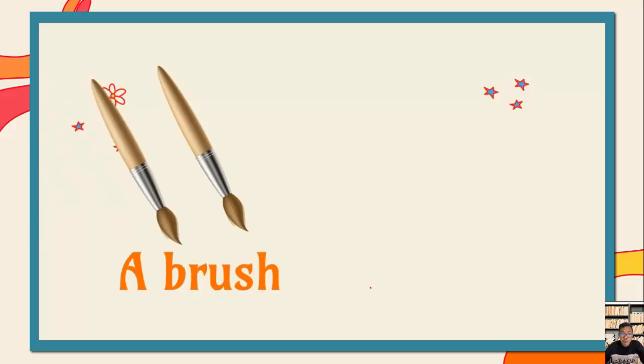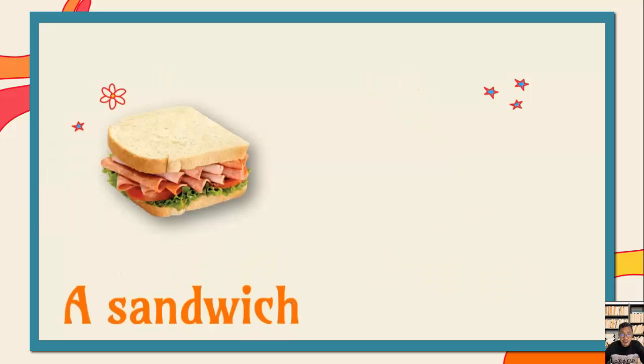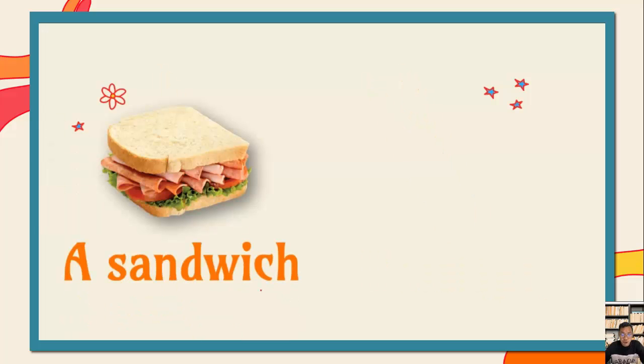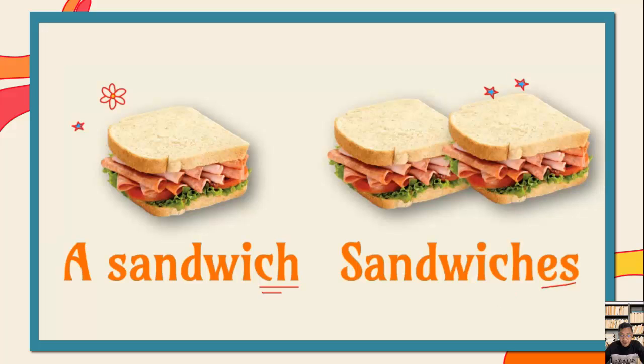Okay. Next, what is this? A brush. So we put brushes, es, because a brush ends with sh. Next, a sandwich ends with ch, so we put sandwiches. Okay?